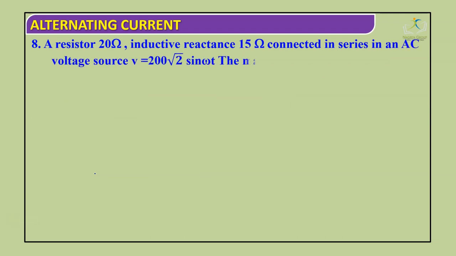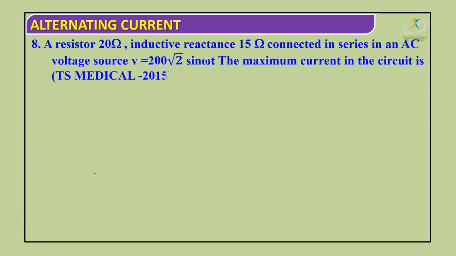Next question we have, a resistor of 20 ohm and inductive reactance of 15 ohm connected in series in an AC voltage source. V is given as 200 root 2 sin omega t. We have to calculate the maximum current in the circuit. So students, these are the options: 10 root 2, 10 ampere, 20 ampere and 10 root 2 ampere.